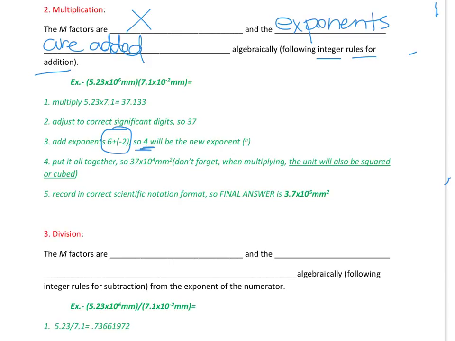Okay. So you have here 5.23 times 10 to the 6 times 7.1 times 10 to the negative 2. So you can go on and multiply these. And then you will be adding the 6 and the negative 2. So your final answer, once you consider your significant digits as well, is going to be 3.7 times 10 to the 5th. Don't forget the units also have to be squared or cubed. It's cubed if you're multiplying 3 times, of course.